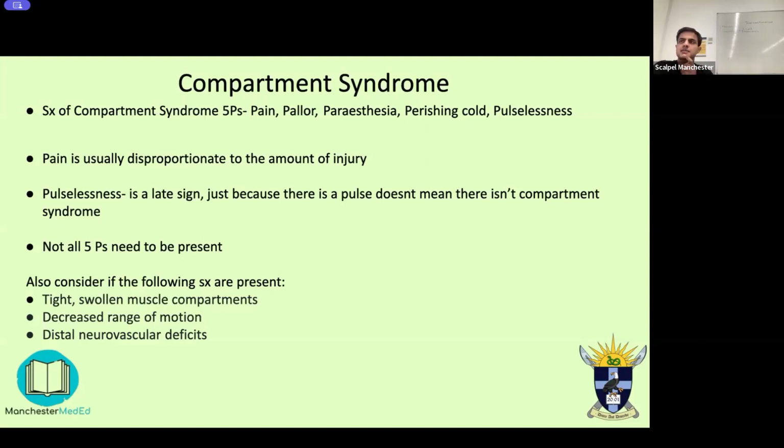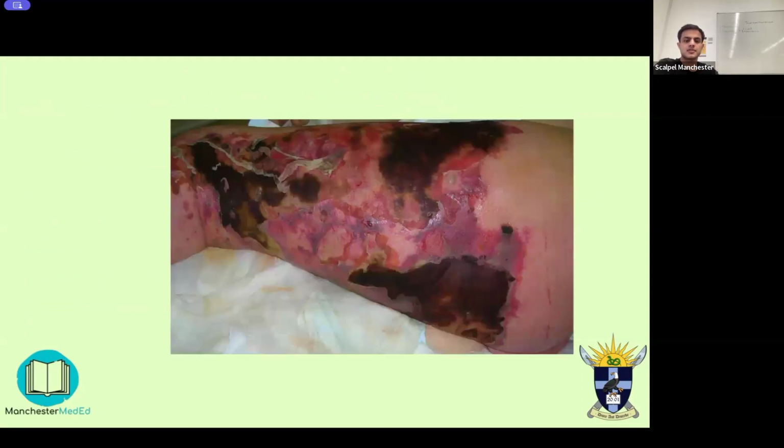Pulselessness I usually get confused by, because on a past question, they usually say this patient had this intense pain, but they've still got a pulse. And so I thought, okay, it can't be compartment syndrome then. But no, pulselessness is just a late sign. Just because there's a pulse doesn't mean there isn't compartment syndrome. Not all 5 Ps need to be present. Also consider it if you've got tight, swollen muscle compartments, decreased range of motion, or distal neurovascular deficits.